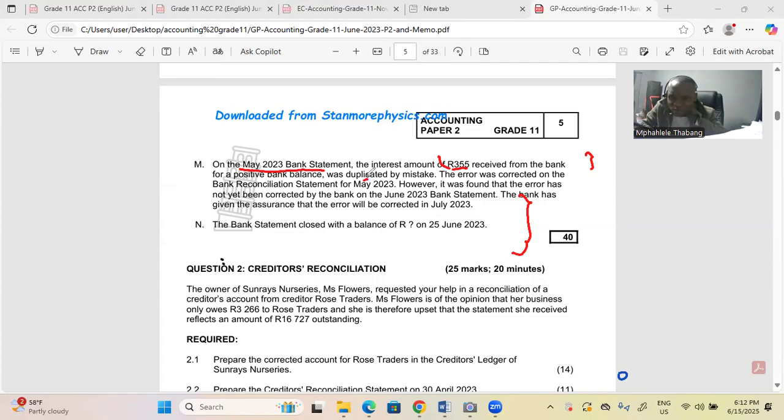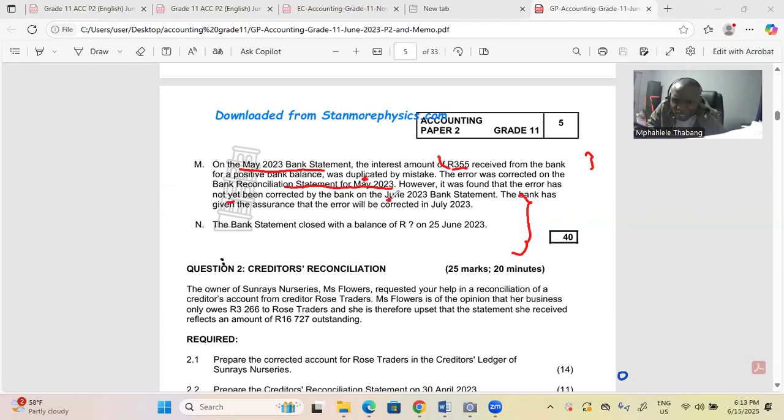So last month, the bank made a mistake. They recorded the interest income twice. 355. They recorded it twice, and that's the mistake. The error was corrected on the bank reconciliation statement for May 2023. Or when we were preparing the BRS of the last month, we did show that there was a mistake on the bank statement. We showed the mistake on the BRS. Remember, the mistakes of the bank statement are presented on the bank reconciliation statement. However, it was found that the error had not yet been corrected by the bank.